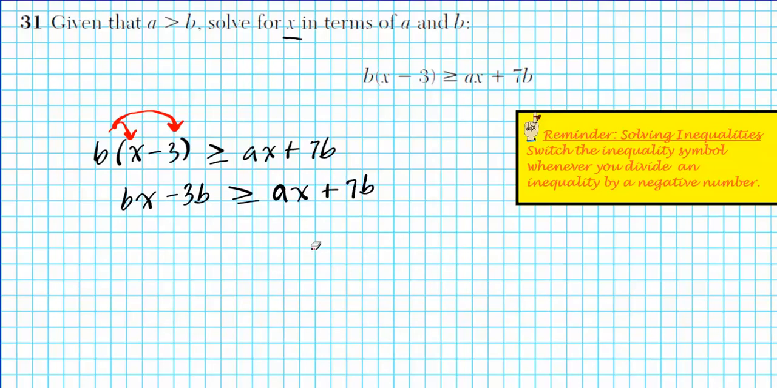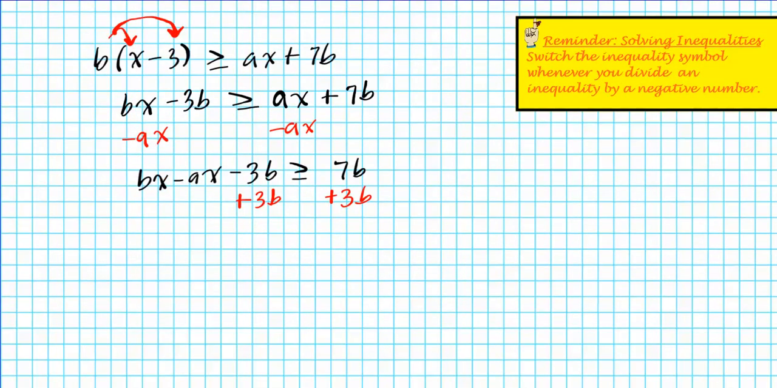Okay, so I want to collect all the terms with the x's on the left side. So subtract ax from both sides. And then that leaves us with bx minus ax minus 3b is greater than or equal to 7b. Now the term without the x needs to be moved over to the right. So we're going to add 3b to both sides. And that yields bx minus ax is greater than or equal to 10b.